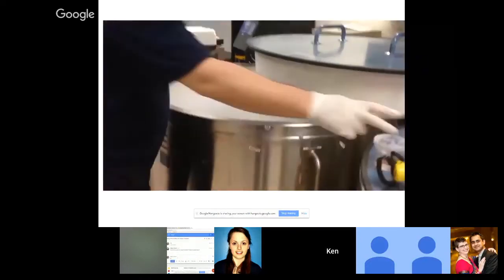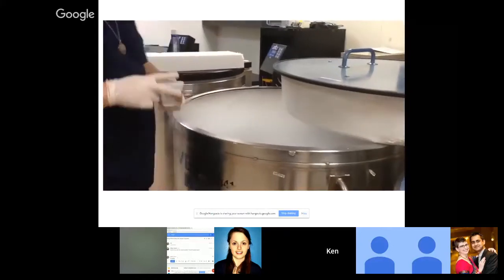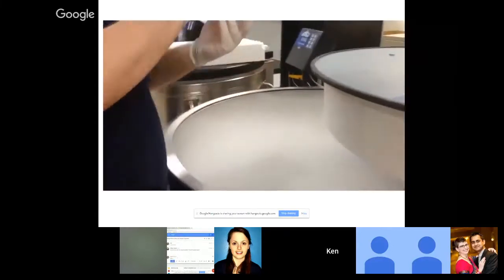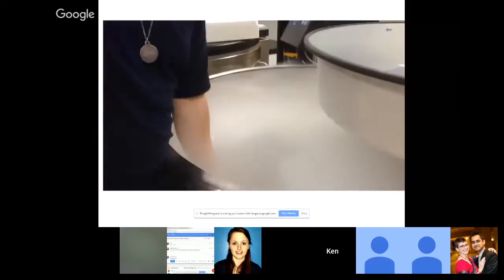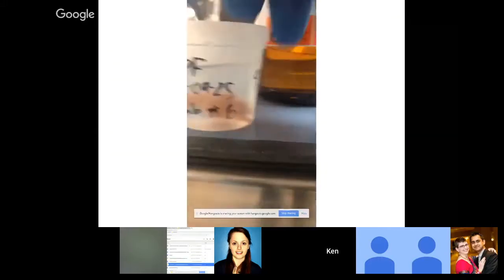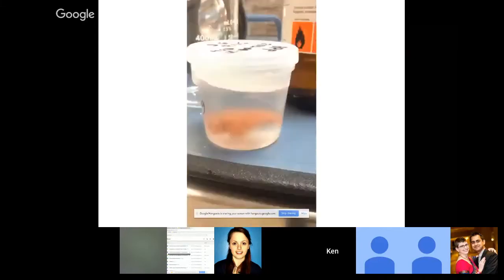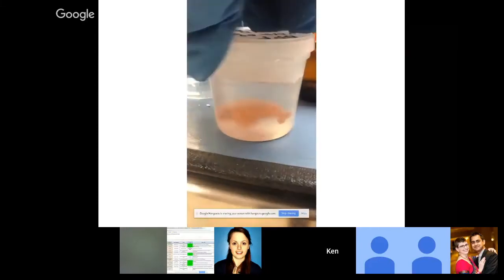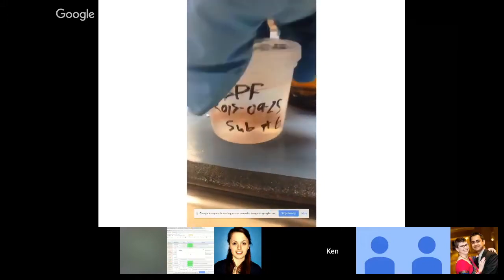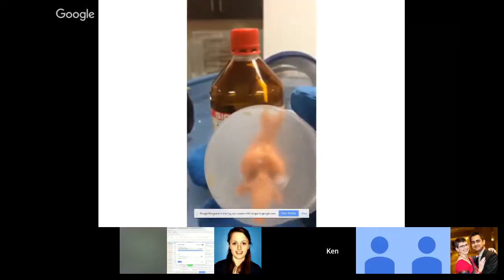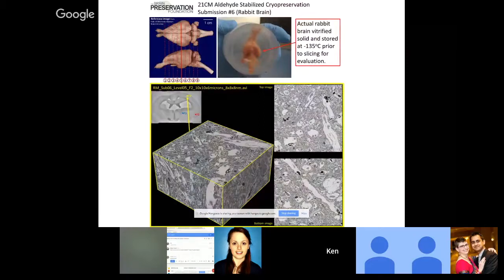Here is a video of a rabbit brain preserved by ASC being lowered into a minus 135 degree Celsius cold storage chamber. And here is that same brain removed from storage the next day. Notice that it is completely solid. When this brain was rewarmed, we sliced it up and prepared the tissue for 3D electron microscopy. The ultrastructural details of the brain were as well preserved as those in control brains that had undergone only the normal glutaraldehyde perfusion fixation.